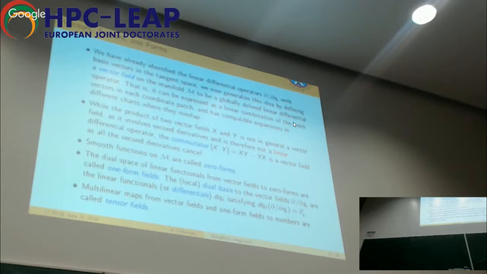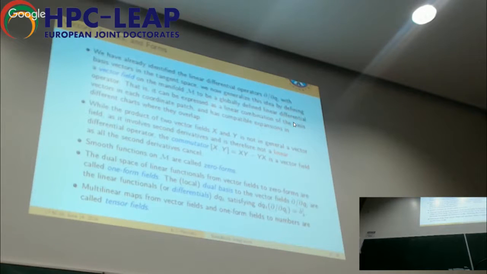However, it's useful to note that the commutator of two vector fields, which is defined as xy minus yx, is a vector field because all the second derivative terms cancel. So there's a natural antisymmetric product of vector fields defined in this way by the commutator.